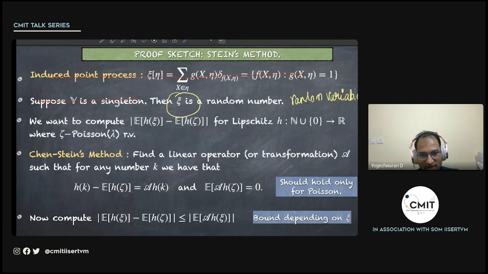And then instead of k, if I put zeta, I should get 0 as expected. Of course, if A satisfies this, this has to be true. But the way you actually guess it is by first finding an A that satisfies this. And this should be true only for Poisson. Okay, this should be characterizing. That is also important. This is a random variable, your basic probability random variable.